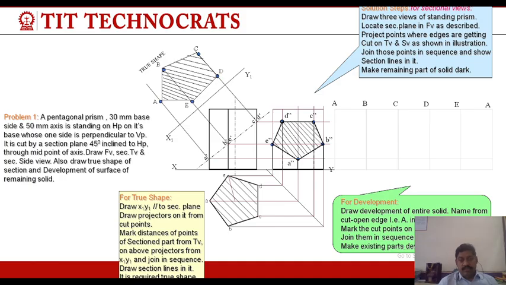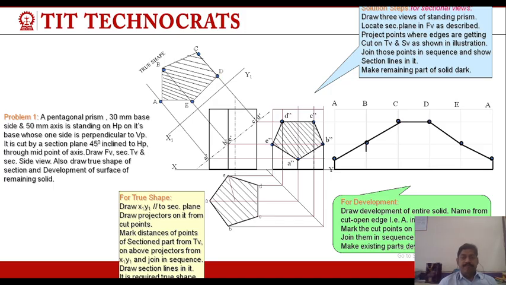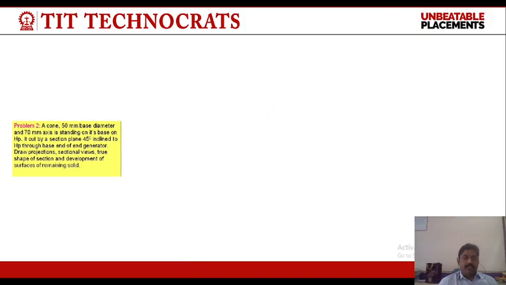This prism is developed with the help of the parallel line method. So we draw parallel lines and develop the cutting surface like this: A, B, C, D, E, A. This is the development of this object.